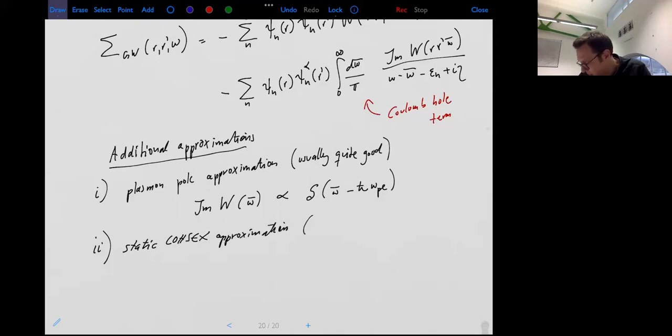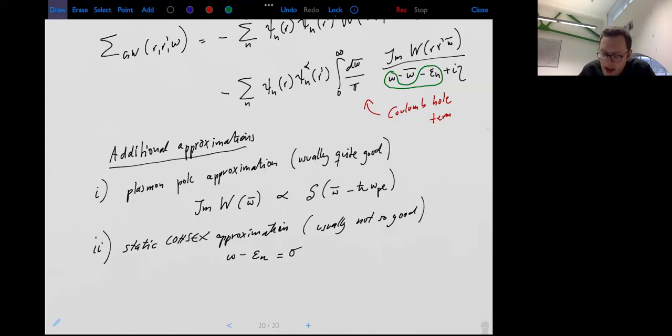And you see it less often because it's less accurate, so it's usually not such a good approximation. What is being assumed here is that the difference of the frequency at which we evaluate the self-energy and the Kohn-Sham energy is zero, right? So where does this become relevant? It becomes relevant when we look at the denominator of the Coulomb hole term. We do have precisely this difference here, and the assumption is that that difference vanishes.